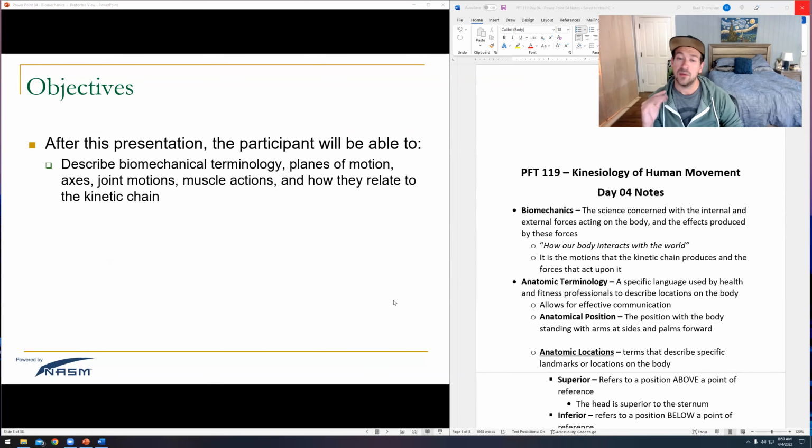Planes of motion. Planes of motion are generally where our movements take place. So usually you are moving front to back, side to side, or you are twisting, right? And then we'll look at joint movement.